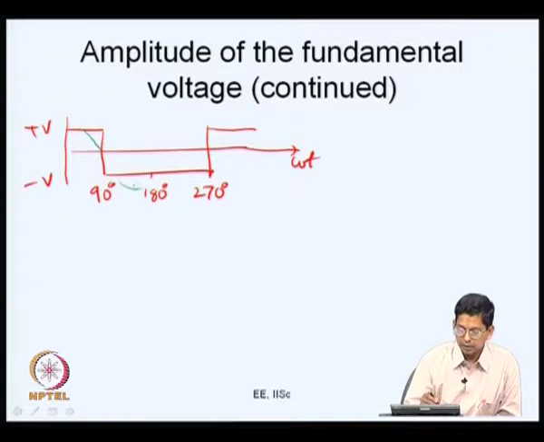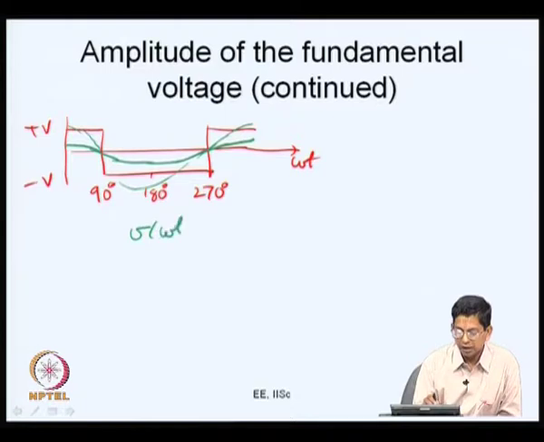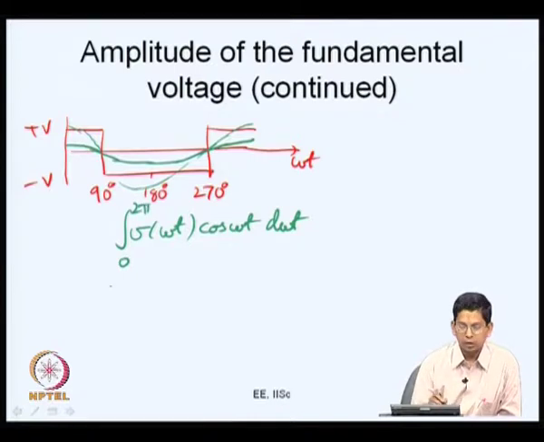Its fundamental has its phase like this, its fundamental is something like that. So, I need to multiply this by a unit sine, as shown here. So, what I do here is, I have V of omega t as defined here, I multiply this by cos omega t, and I integrate this with respect to omega t from 0 to 2 pi and take 2 upon 2 pi. I do this to get the fundamental amplitude.